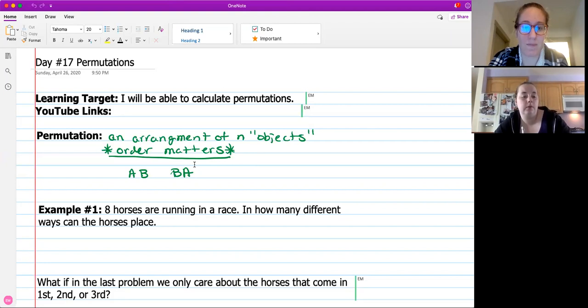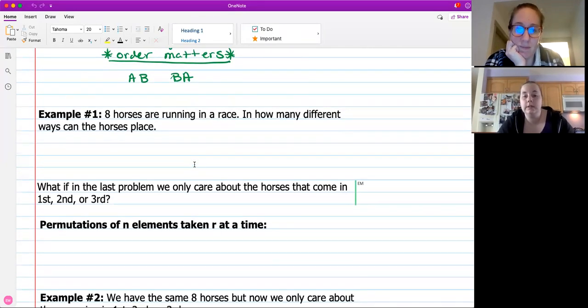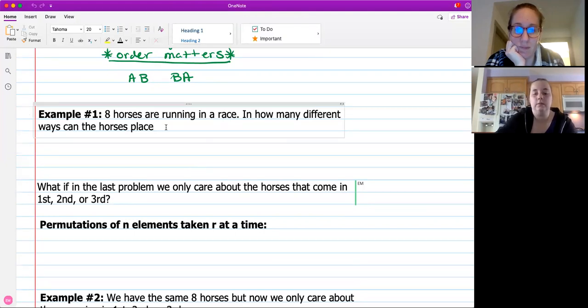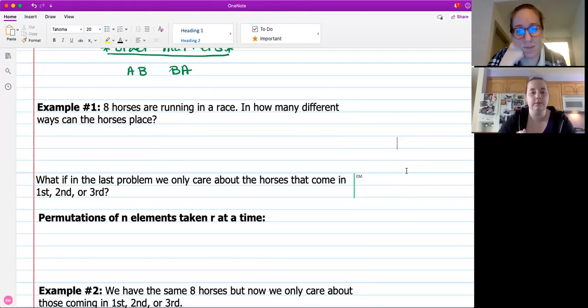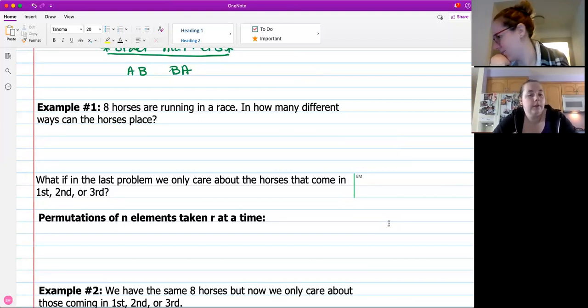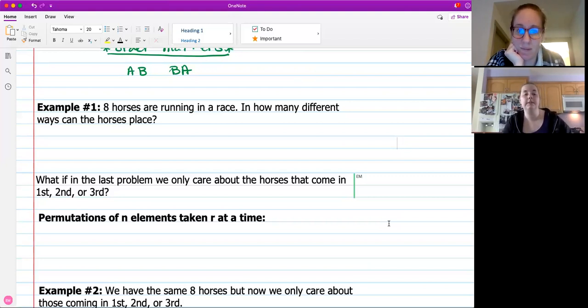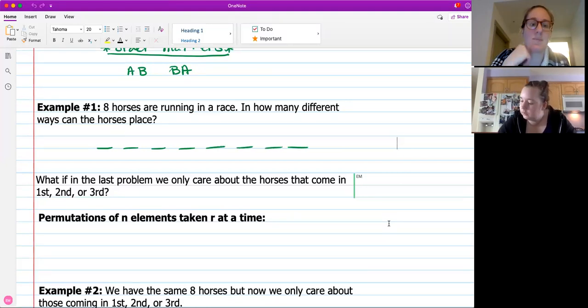In example number 1, we have 8 horses running in a race. Think Kentucky Derby, and that should be a question mark. If there are typos, sorry, I was having technical difficulties this morning, so ignore them. I'll fix them later. We want to know in how many different ways the horses can place in the race. Since there are 8 horses, we have 8 different places: 1, 2, 3, 4, 5, 6, 7.